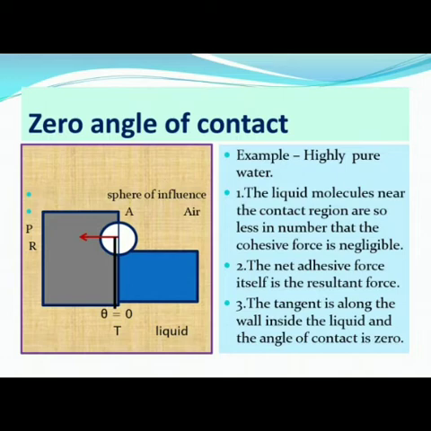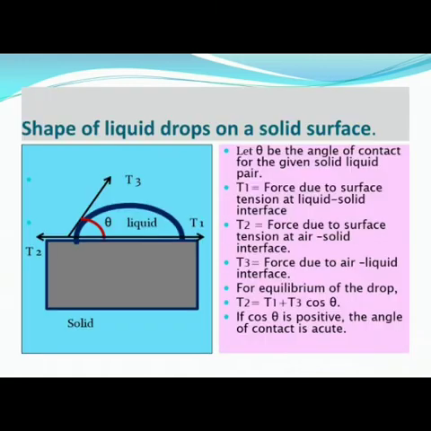Therefore, the liquid molecules near the contact region are so few in number that their cohesive force becomes negligible. The net adhesive force itself becomes the resultant force, which is seen in the figure, and the tangent is along the wall inside the liquid. It is not coming vertically outward as it was in the earlier examples. Therefore, the angle of contact here becomes 0. Let us move on to the shape of liquid drops on a solid surface.